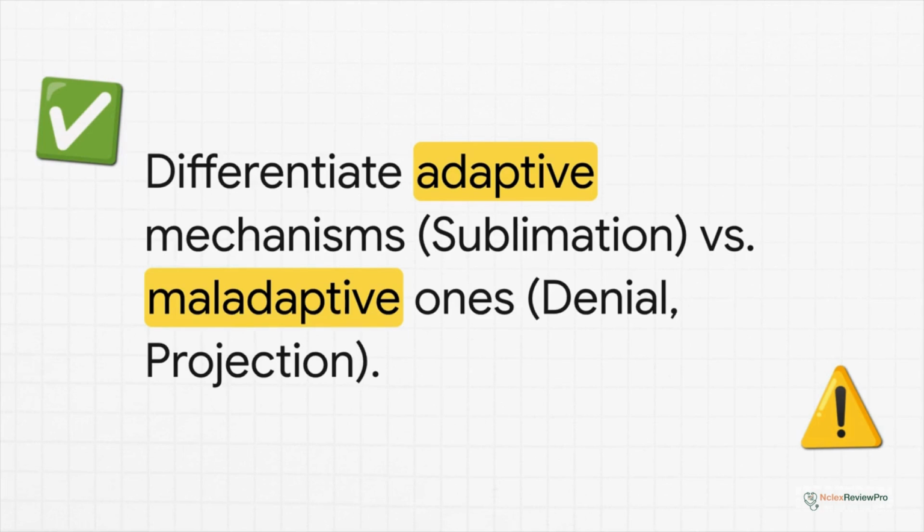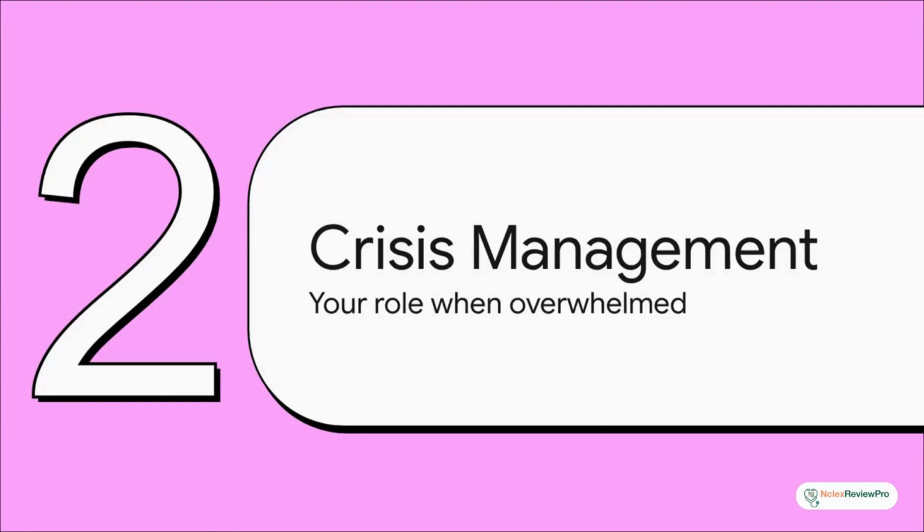Okay, so now that we have a good foundation in coping, let's ramp it up. What happens when something big occurs? A crisis. A crisis is basically any event that just completely overwhelms someone's ability to cope, and that's where you come in. Your job is to be that stabilizing force.